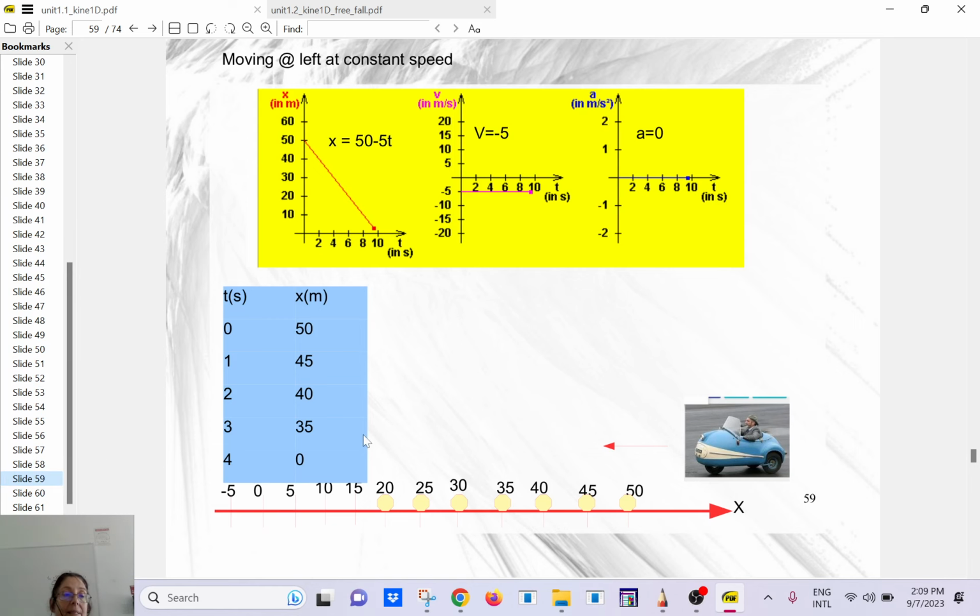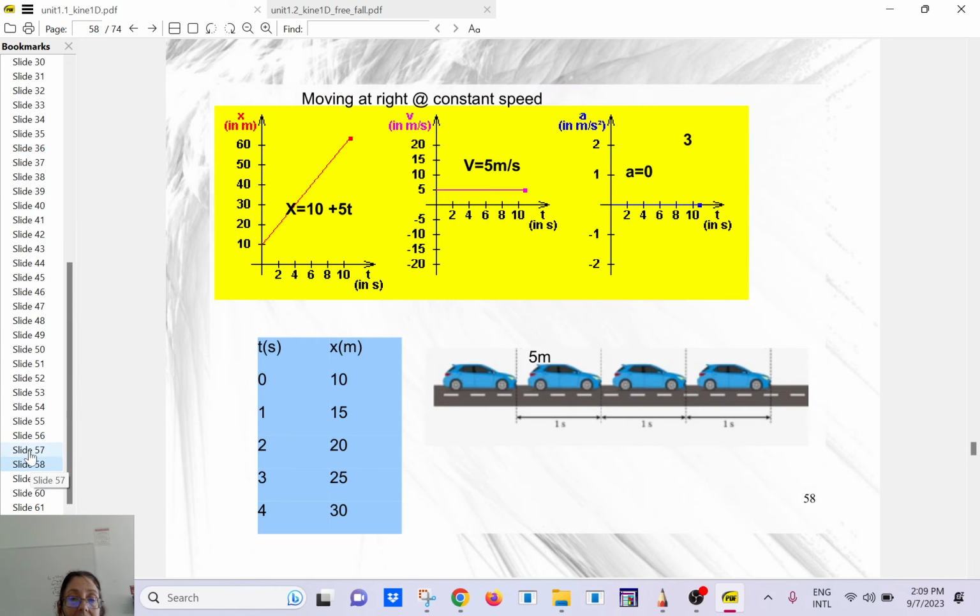Okay, so what I did, I changed all my slides. I updated all the slides. So for example, here, you have something moving at a constant speed. You see, you make a number line and every second it's covering the same distance. So I have all the equations here of kinematics. This is the acceleration equals 0, the acceleration equals 5. And here you have the position as a function of time, you see?